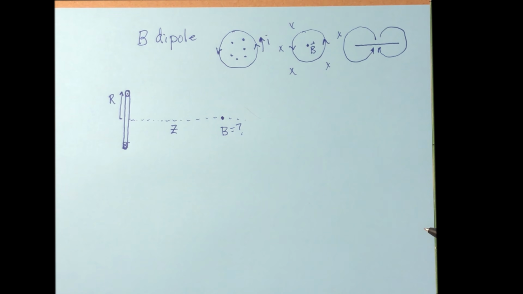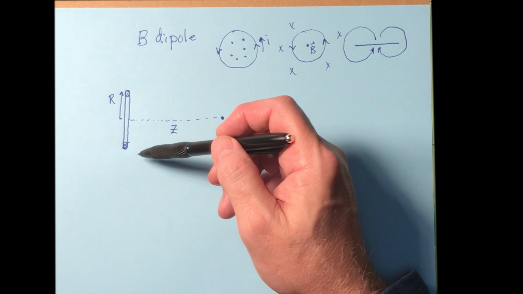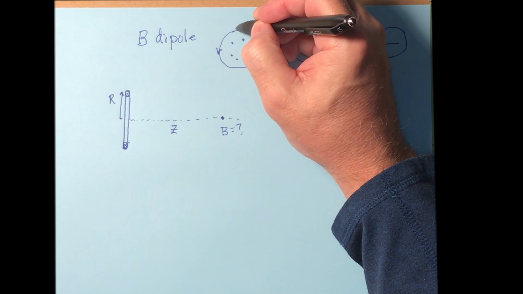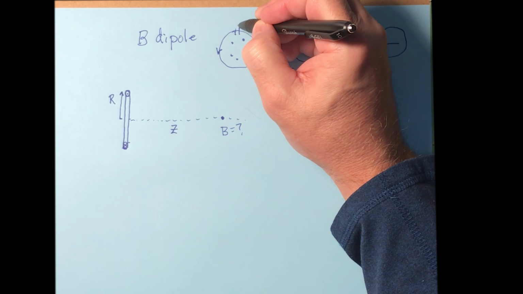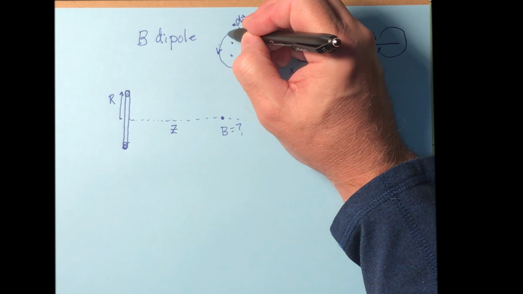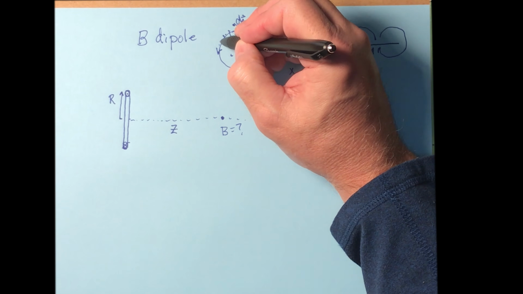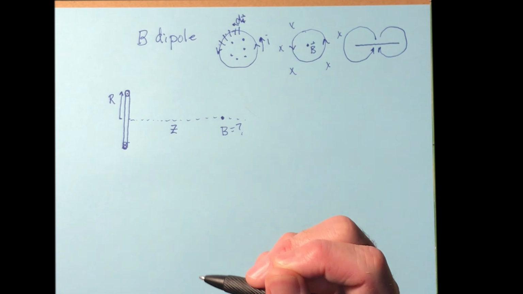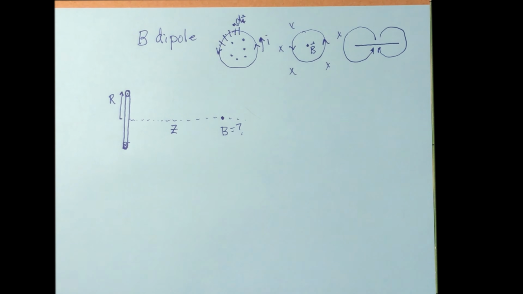The way we're going to have to do that is take this loop and divide it up into sections. In other words, we divide it up into little ds sections like that. And another one here, another one there, another one there. So we're going to divide it up into infinitesimally small chunks, and then we're going to use the Biot-Savart law here.